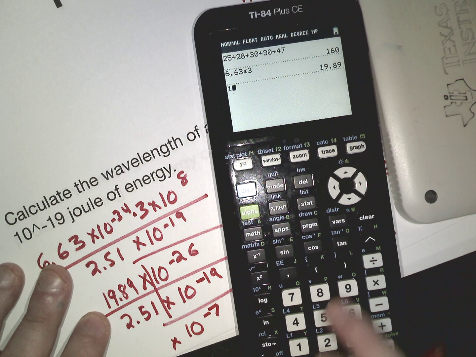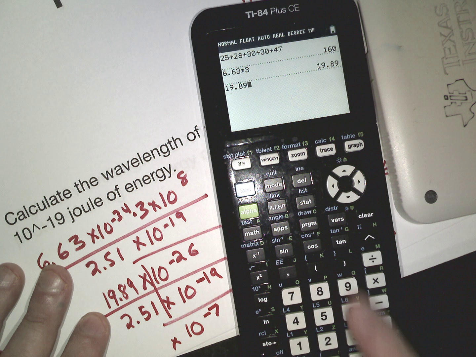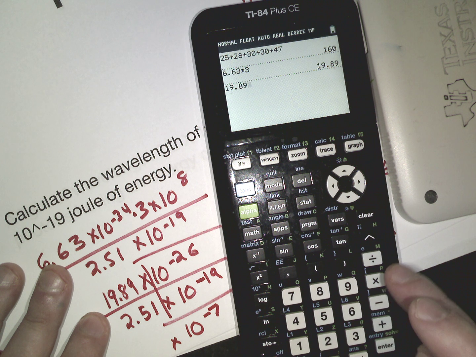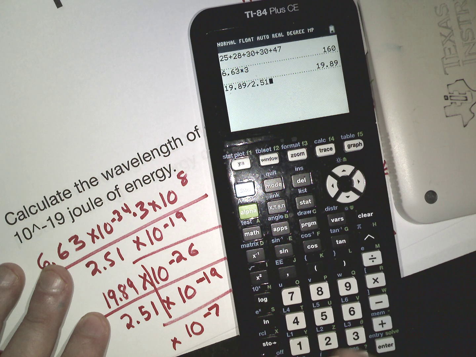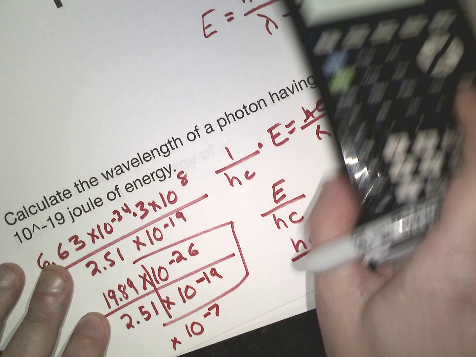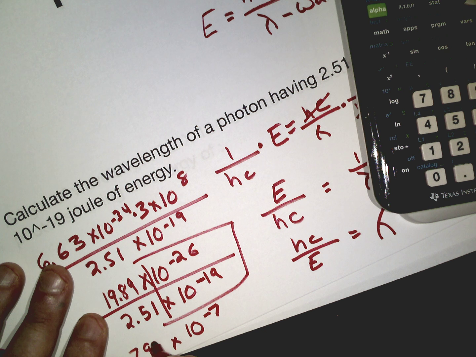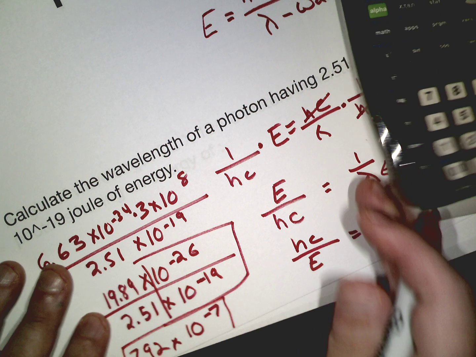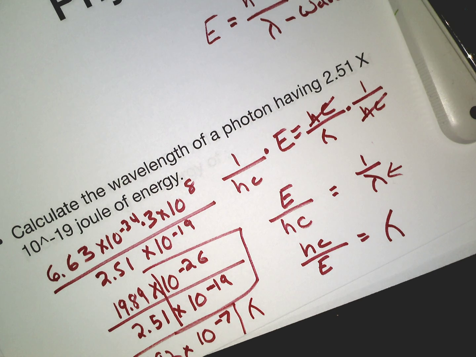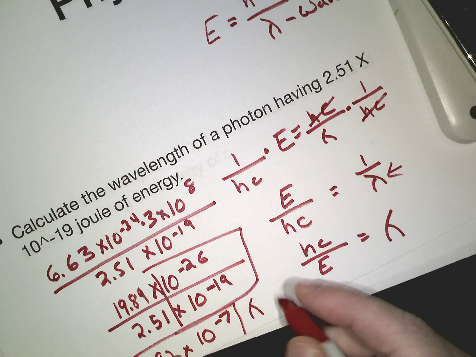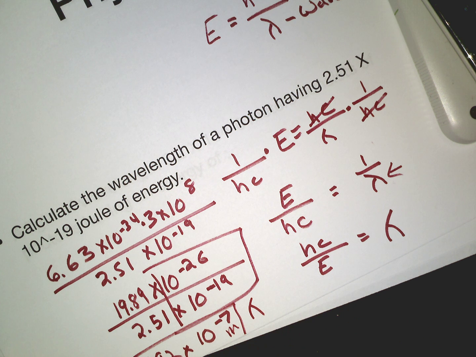Now, next part here, 19.89 divided by 2.51 gives me 7.92. No need to move over my decimal, so about 7.92. The wavelength, okay, so wavelength is in meters. So there is your wavelength. Of course, it's very small.